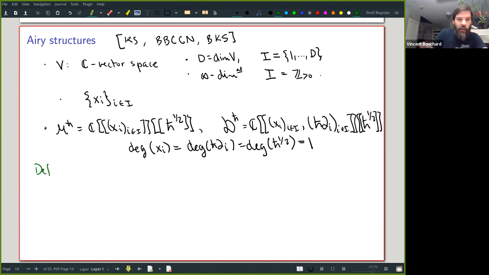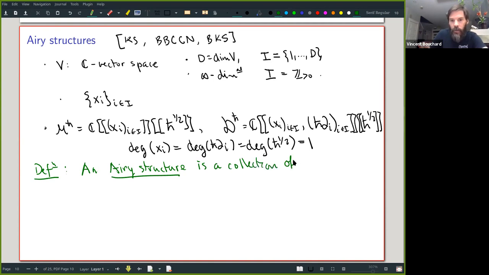To which I now turn. So what is an area structure? It is a very simple object. An area structure is a collection of differential operators. So I have differential operators I'll call H_i. These live in this completed algebra of differential operators. Here i runs from either 1 to d or all positive integers, depending on the cases you're working with.